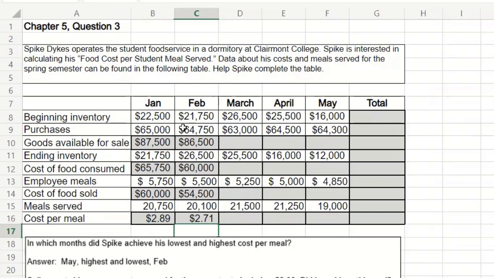All right, so let's go ahead. Since we've done these two, we can use the same formulas for March, April, May. Okay, so I will go ahead, I will copy this.